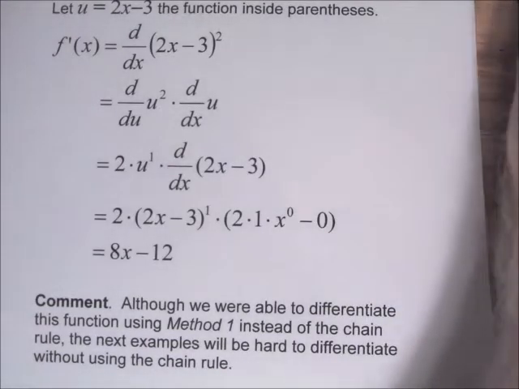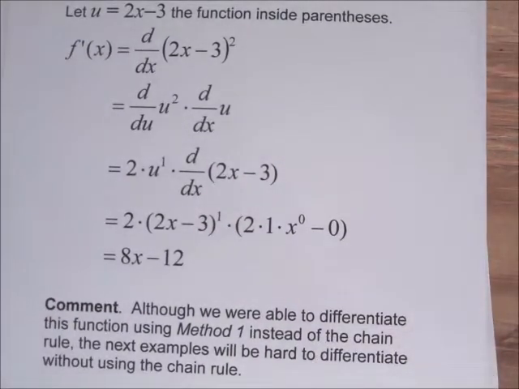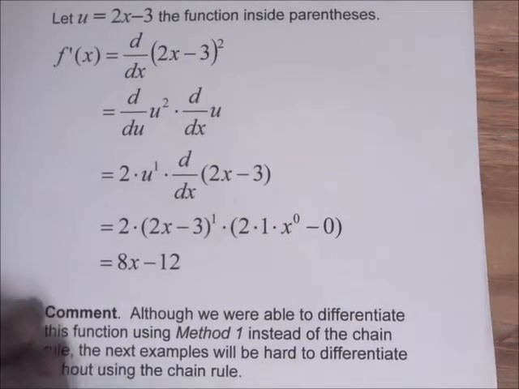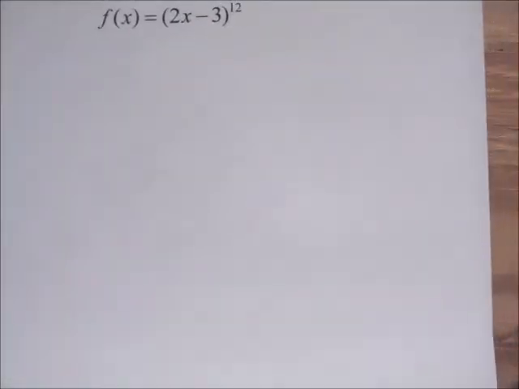So there's several ways of thinking about this, but essentially you want to take the derivative of the outside function with respect to the inside function, and then multiply it by the derivative of the inside function with respect to x, or whatever the original input was. Okay, so here's another example.